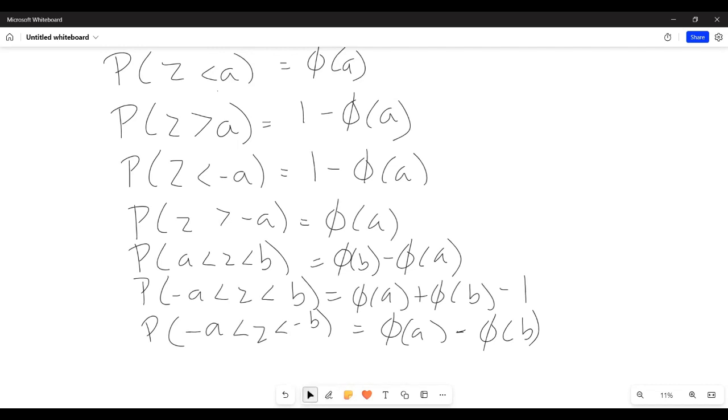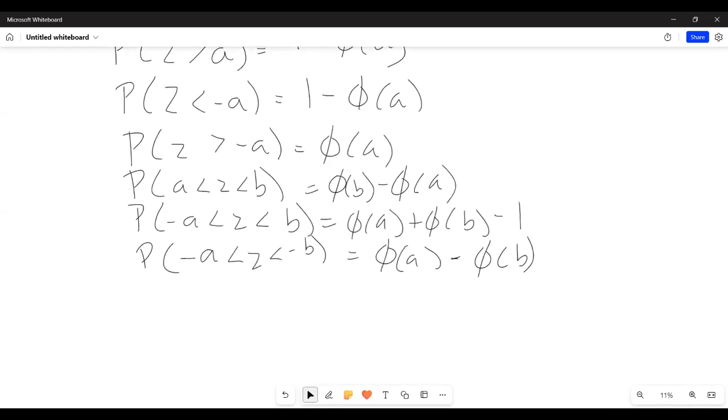And sometimes you'll get this case where both of them are the same size.